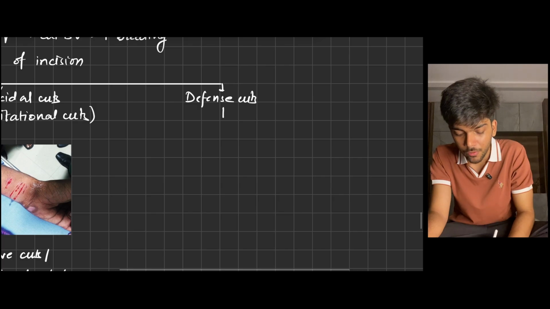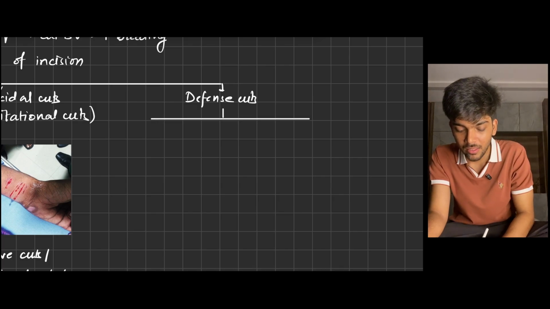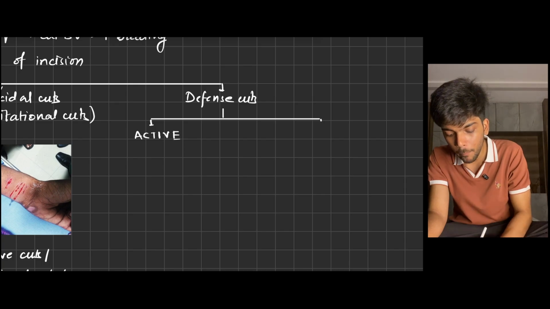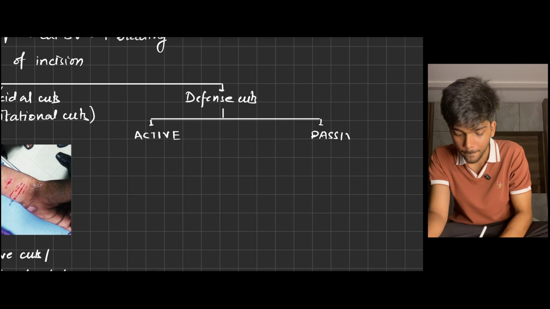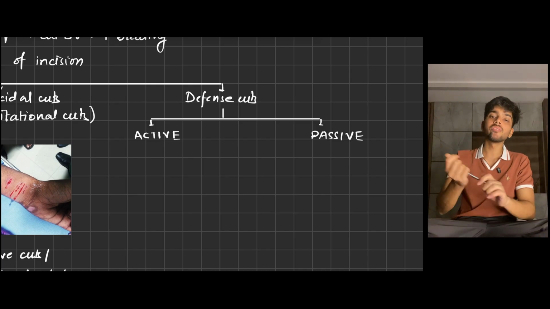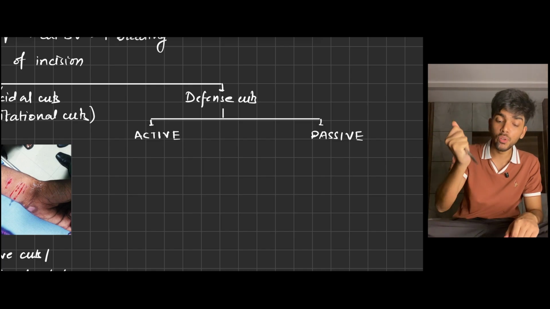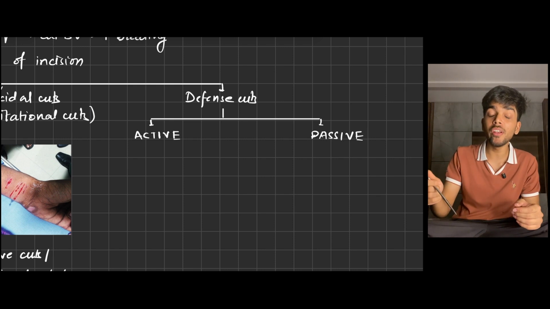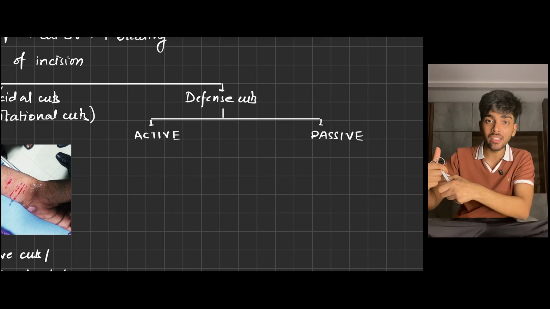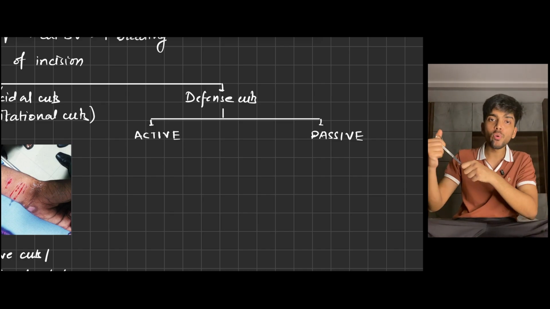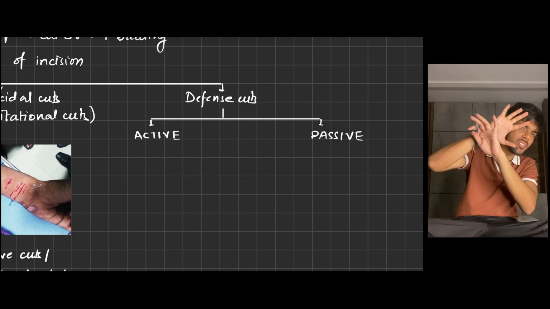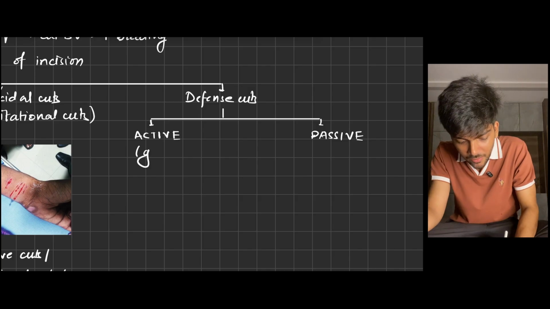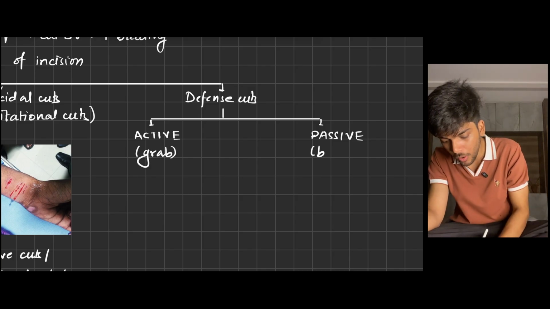Then there are defense cuts. The defense cuts are of two types. Either you have active defense cuts or passive defense cuts. Here, someone is trying to strike you and you are protecting yourself or defending yourself. Either you can defend yourself actively by directly grabbing the weapon, or you can protect yourself passively by blocking the strike of the weapon.